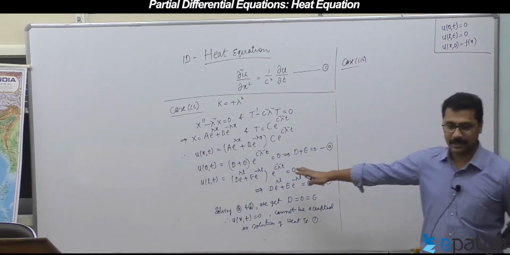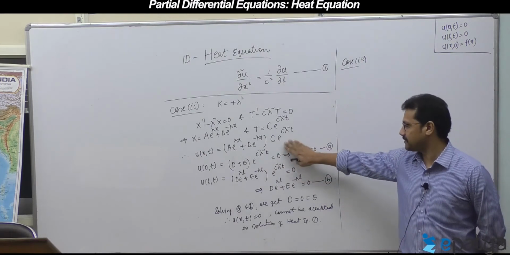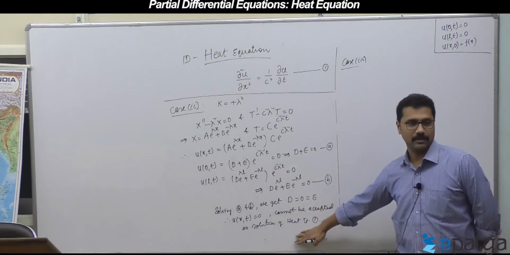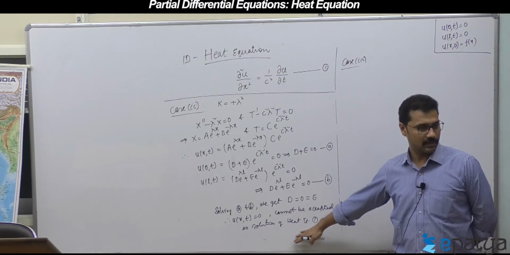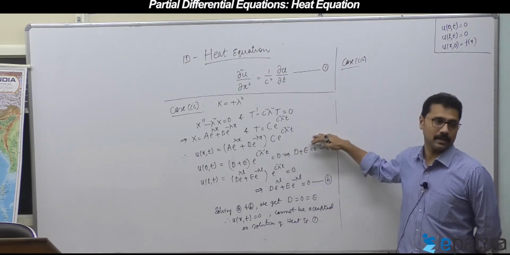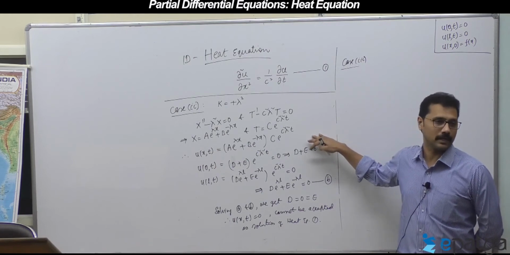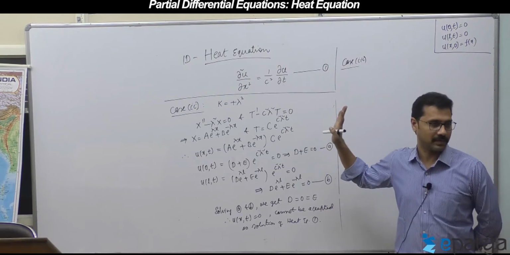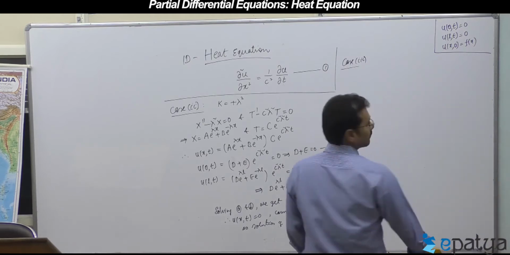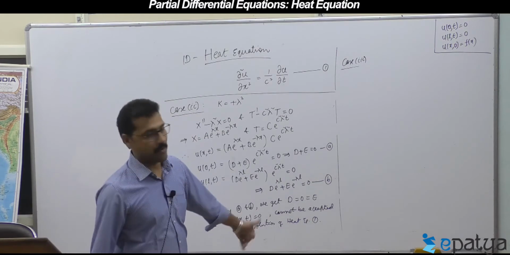This particular aspect is pretty clear for us. Instead of doing all these things, if you want to cut short your answer, you can directly mention here that as t goes to infinity, u goes to infinity, which cannot be accepted as a solution of a heat equation. That's it, that can be done. Any questions here? Maya? Okay.